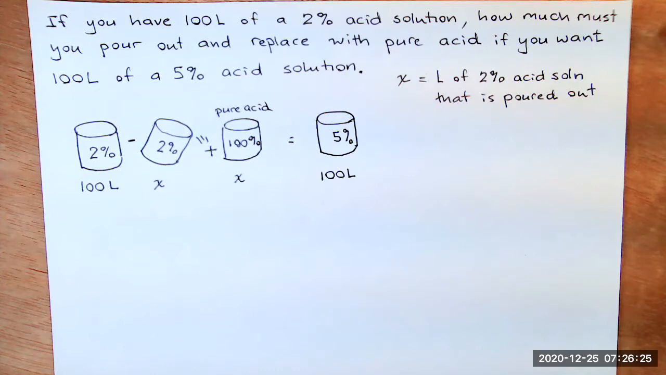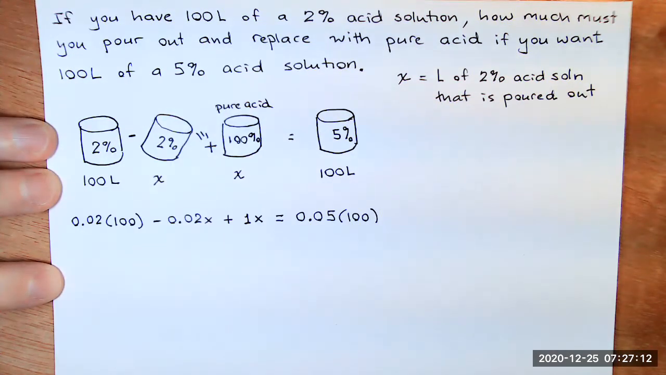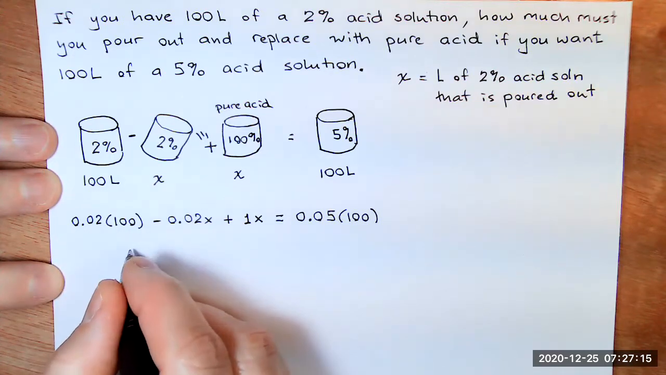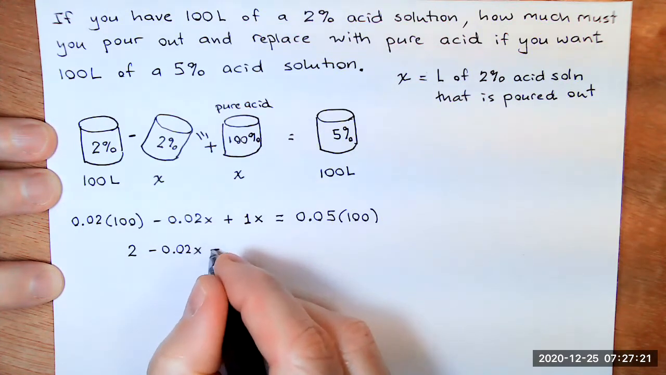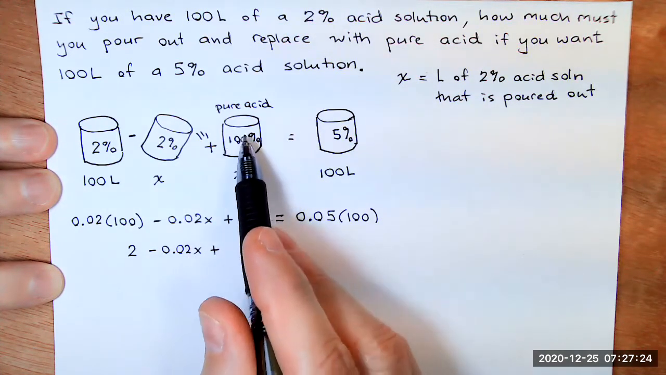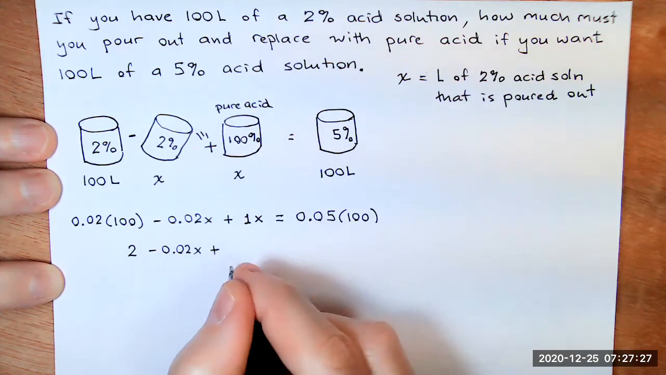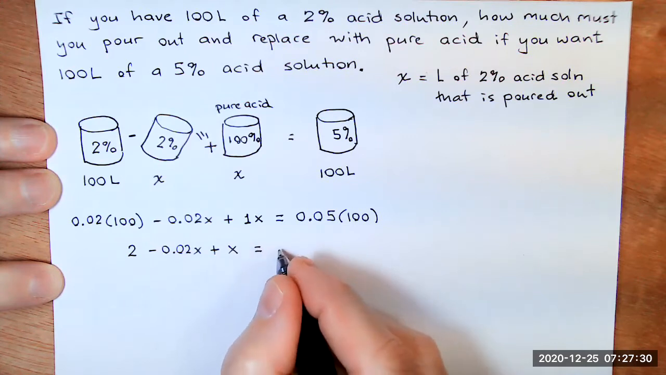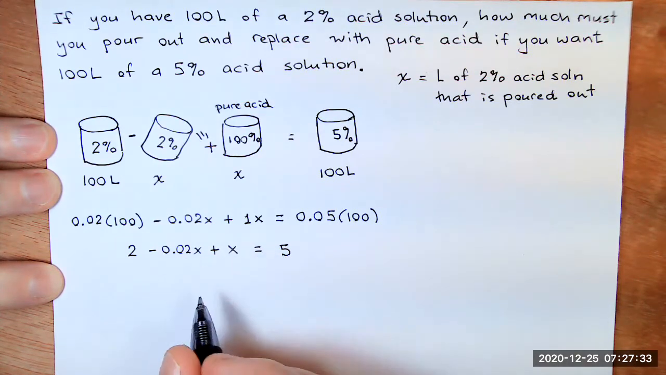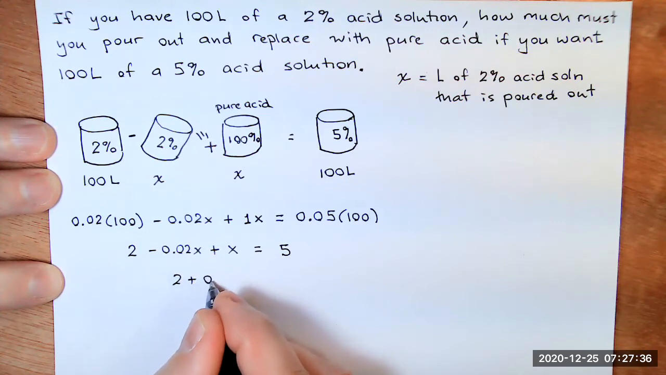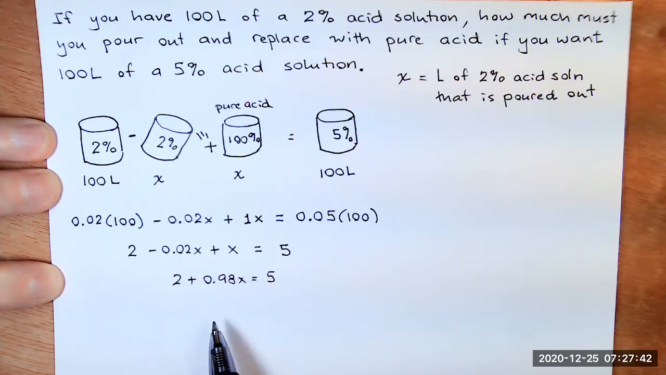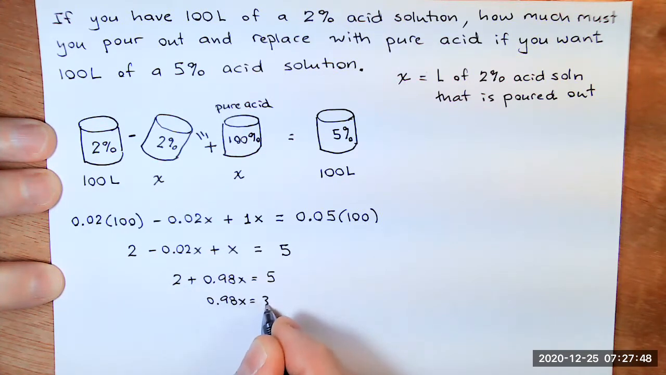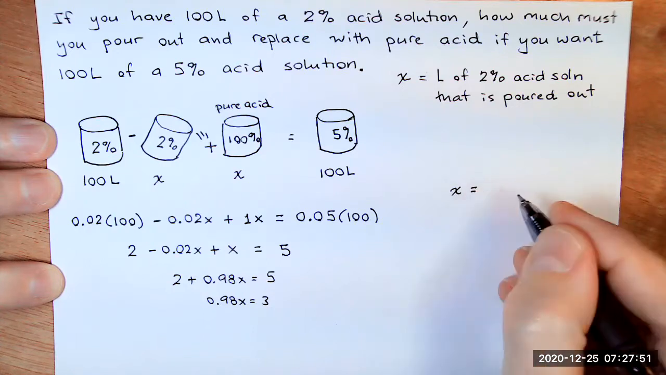So let's write that equation. So 2% of 100, which is 2. I wrote 1x because 100% as a decimal is 1, or you could just write x. Combine like terms. Subtract 2 from both sides. And divide both sides by 0.98.